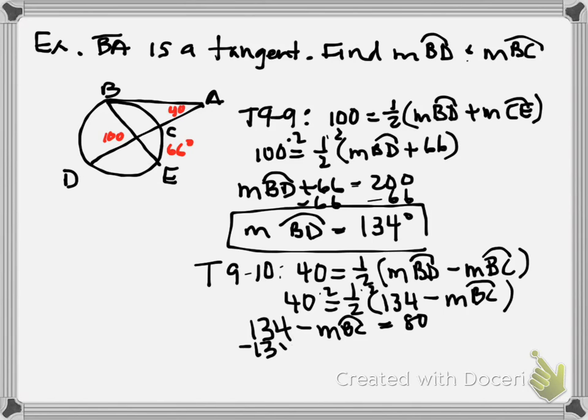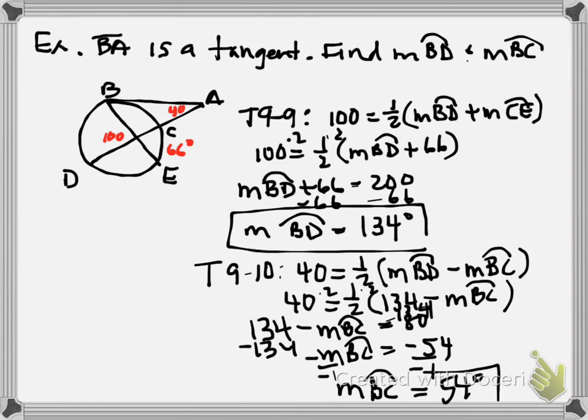I'm going to subtract 134 from both sides. So I'm going to put it up here, do the math a little bit more easily. And I get the negative of the measure of arc BC is equal to, what is that, negative 54. And then I just divide both sides by -1. So I get the measure of arc BC is equal to 54 degrees. And there's my second. So both of those theorems being used to solve problems. And that's it.